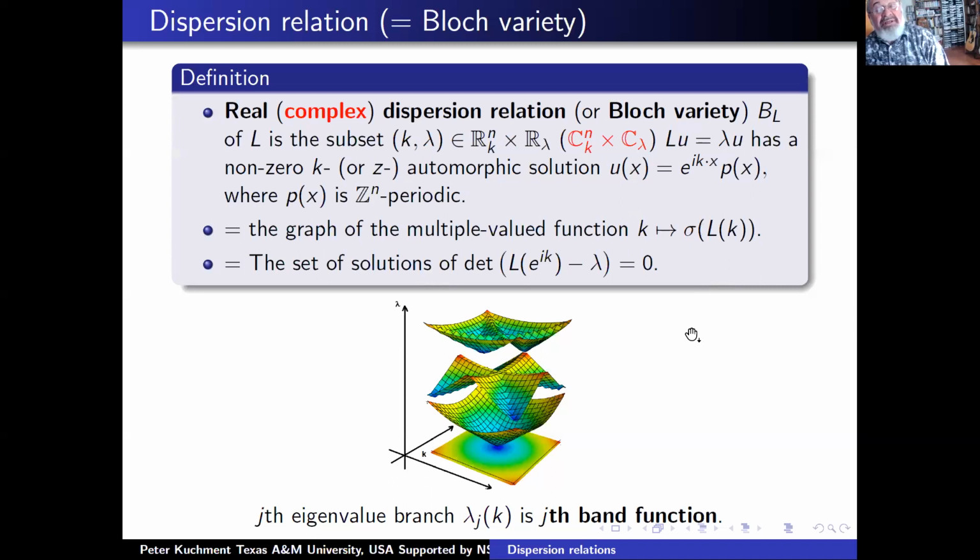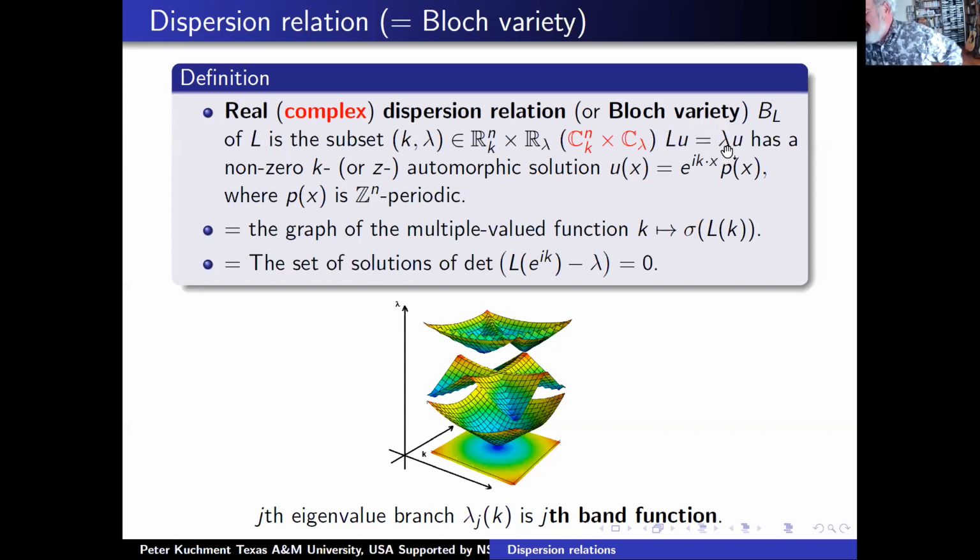Another way to look at it is the following. So if you fix K or Z, it's equivalent. I will be switching between them. Very soon I will move completely to Z's. If you fix K or Z, you have a finite dimensional eigenvalue problem.